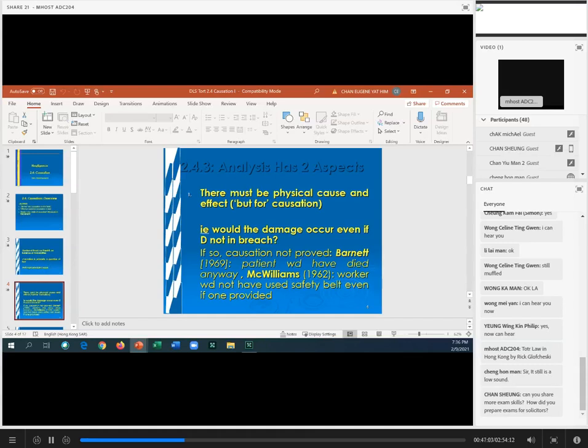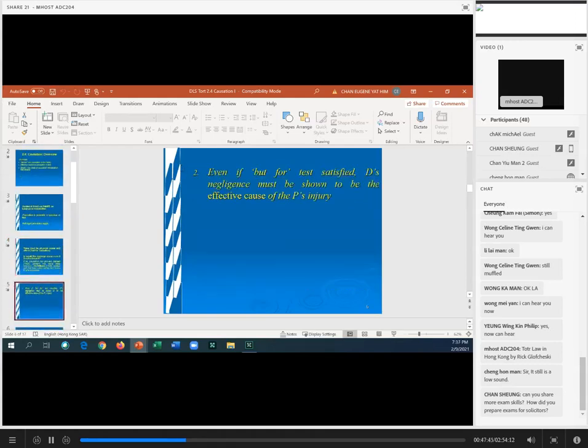I've got another case on the screen, which again, don't worry too much about, although it did involve a worker on a building site who was supposed to have worn a safety belt, but as it turned out, he wouldn't have worn it even if it had been provided. So there was no causation in the Williams case. Don't worry about that. Barnett is your must-know case. You don't need to remember the rest of the name, Chelsea and Kensington Hospital Management Committee. Just simply say it as the Barnett case. That's good enough. So Barnett, your must-know case on the but-for test.